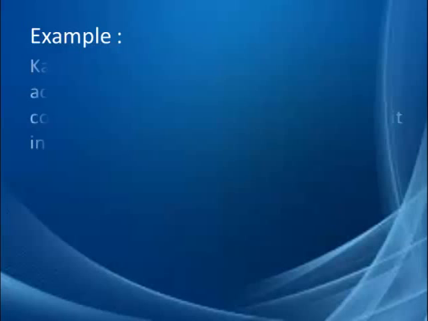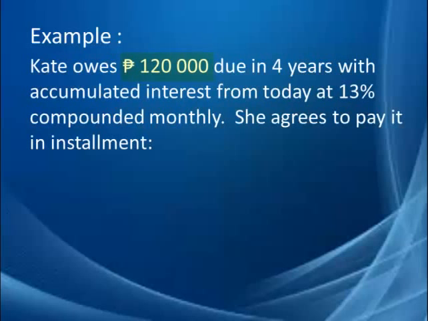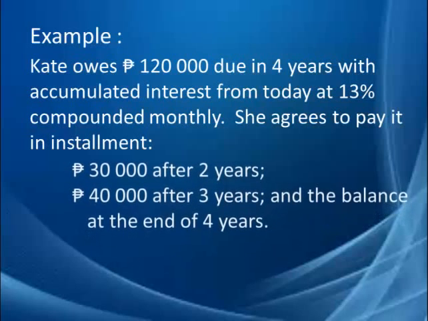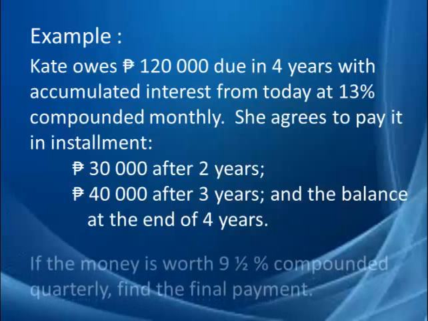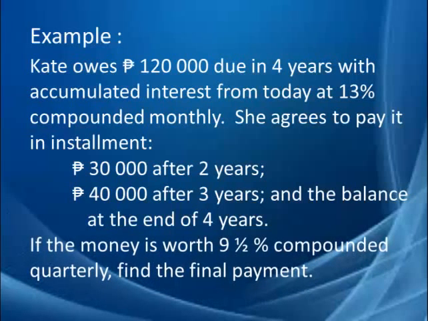Let's have another example. Kate owes 120,000 pesos due in 4 years with accumulated interest from today at 13% compounded monthly. She agrees to pay it in installment, 30,000 pesos after 2 years, 40,000 pesos after 3 years, and the balance at the end of 4 years. If the money is worth 9.5% compounded quarterly, find the final payment.